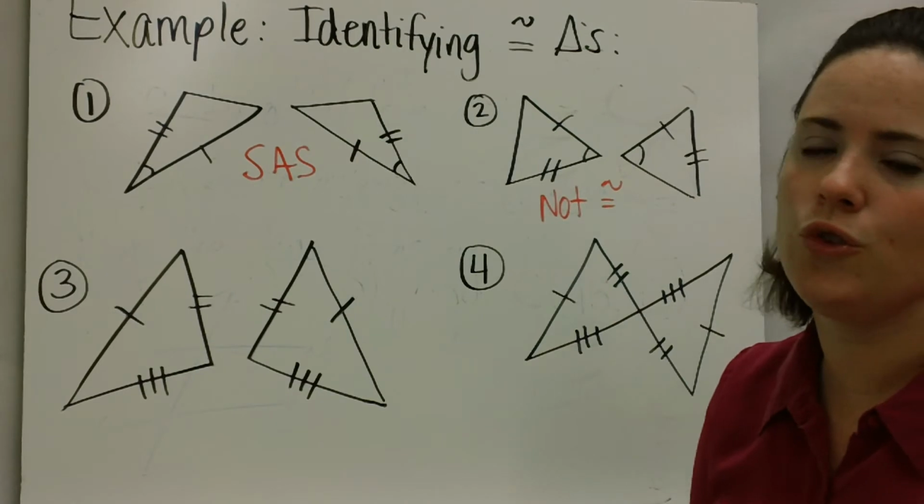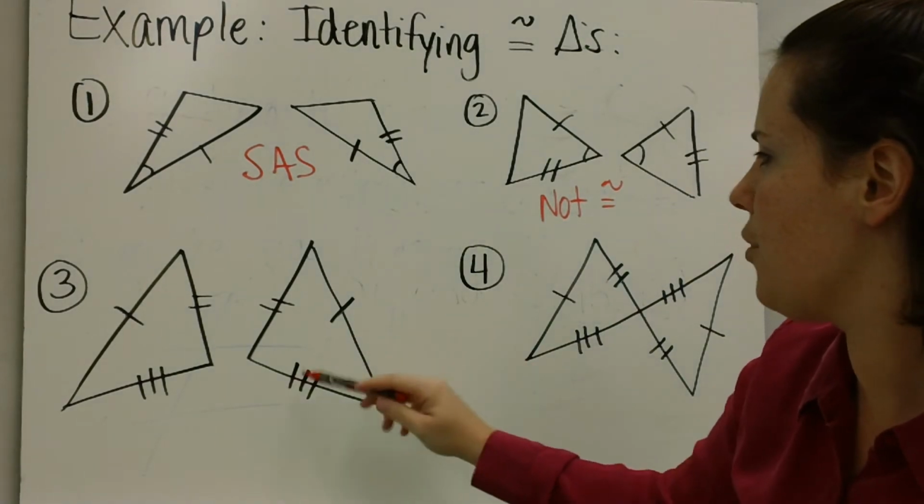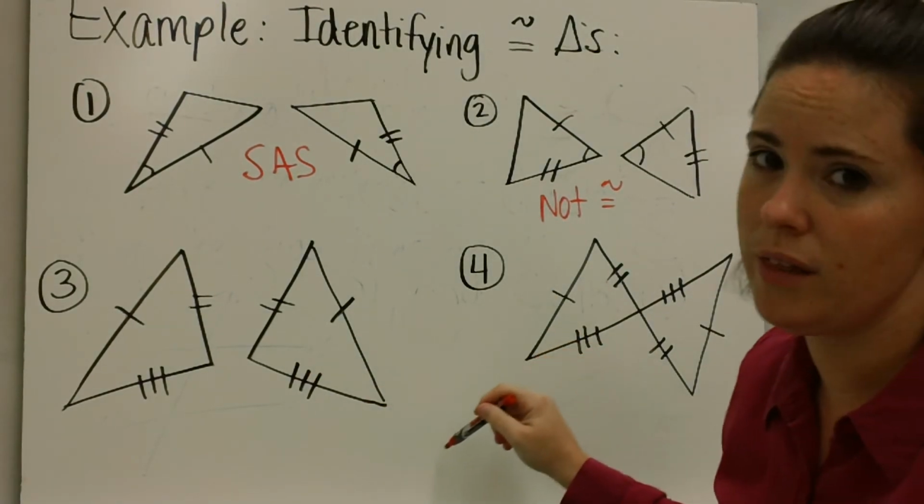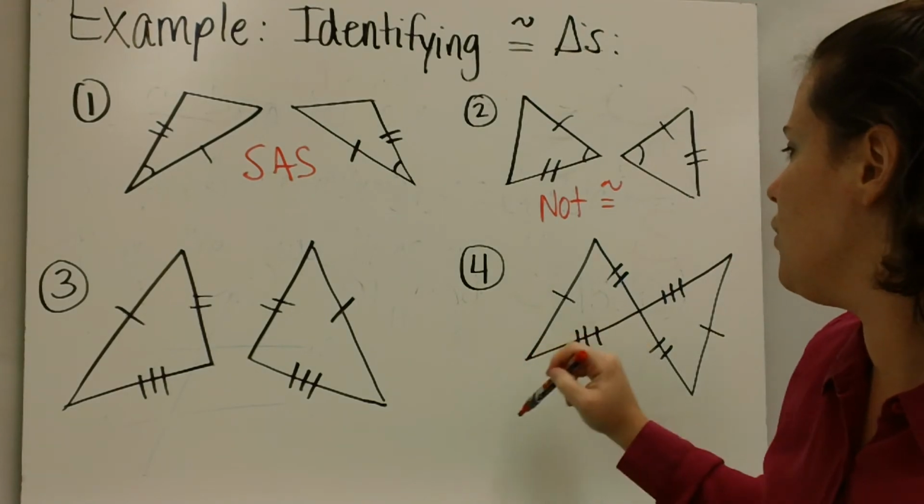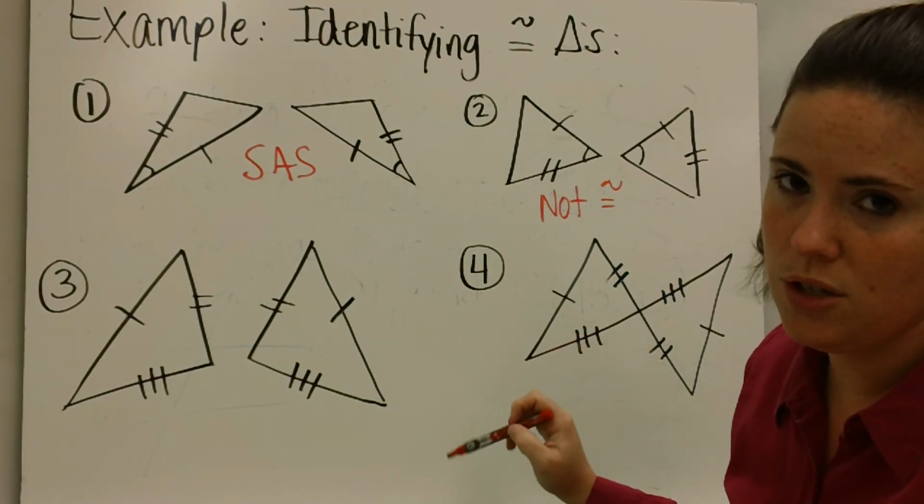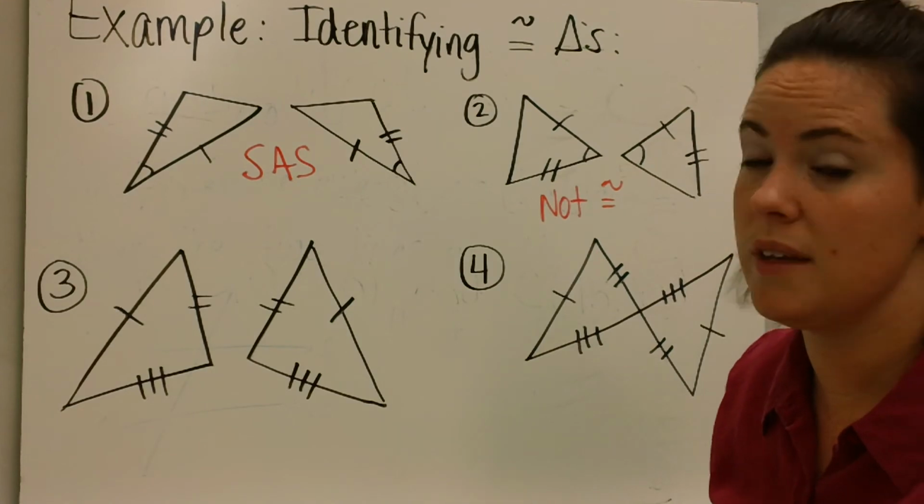Alright, so what I want you to do for your assignment is I want you to tell me how 3 and 4 are congruent, if they are. Look at number 4 very closely because you might have more than one answer. You might. Number 3 could be the same way.